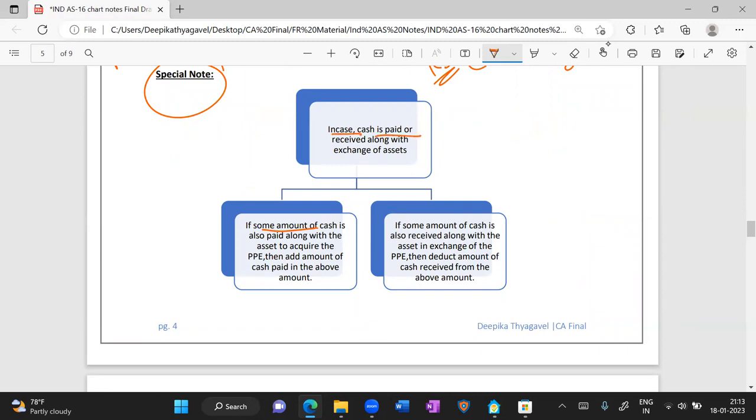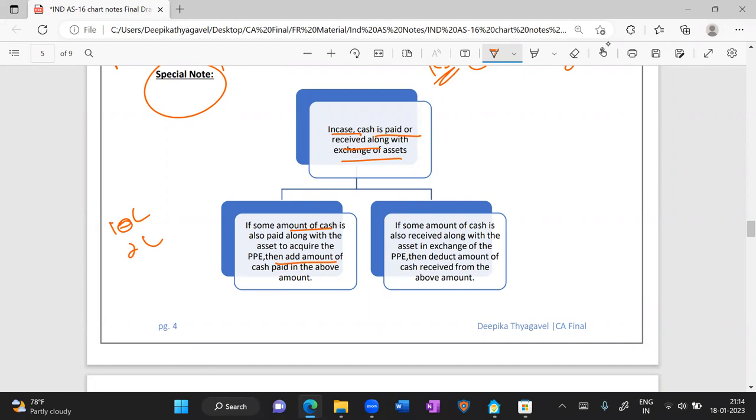In case cash is either paid or received along with the exchange of assets, what you will do? If some amount of cash is paid, that is, I'm paying some amount of cash and giving my goods also, right? So giving my goods, let's say worth 10 lakhs, and I'm giving 2 lakhs in cash. In that case, the asset that is being acquired is worth how much? 10 lakhs plus this 2 lakhs that I'm giving. Because why will I give extra cash? Because I think that asset is worth that much. So 10 lakhs plus 2 lakhs, 12 lakhs is what the asset is being acquired for.